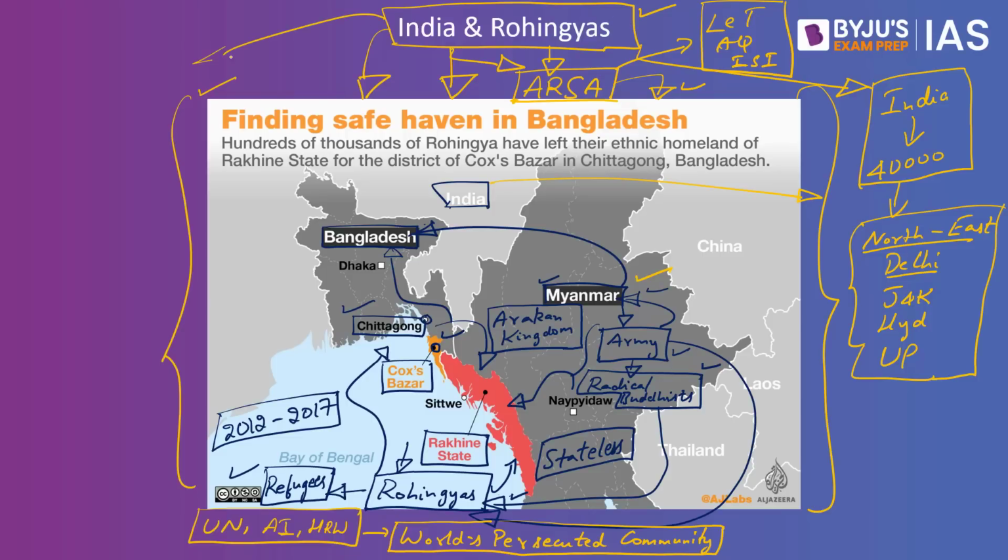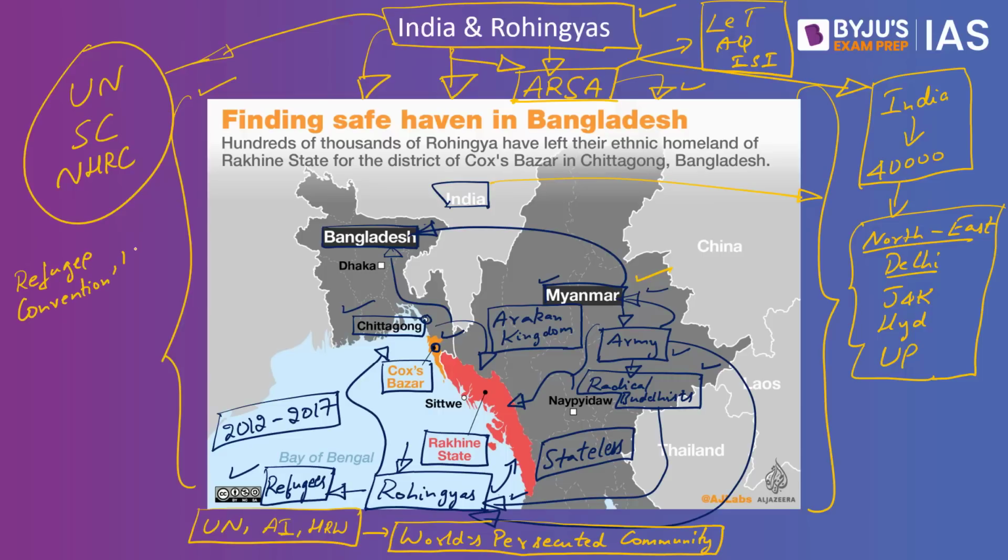This has often led to criticism against India's position from the UN and as well as from the Supreme Court of India and the National Human Rights Commission. But India insists that India is not obligated under the Refugee Convention of 1951, as India is not a signatory to the Refugee Convention and the 1967 additional protocol to it.